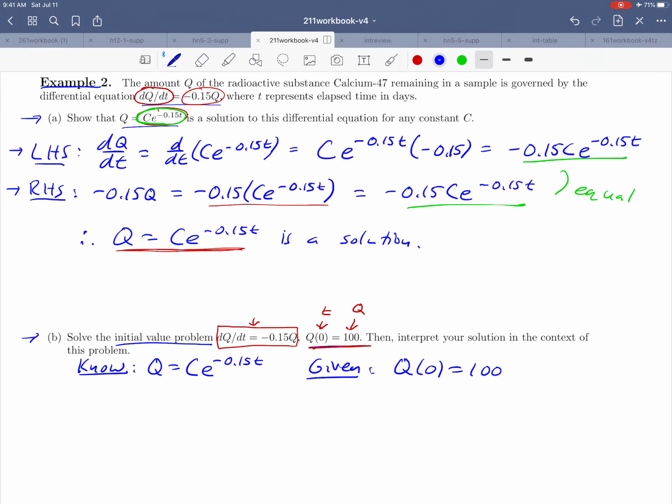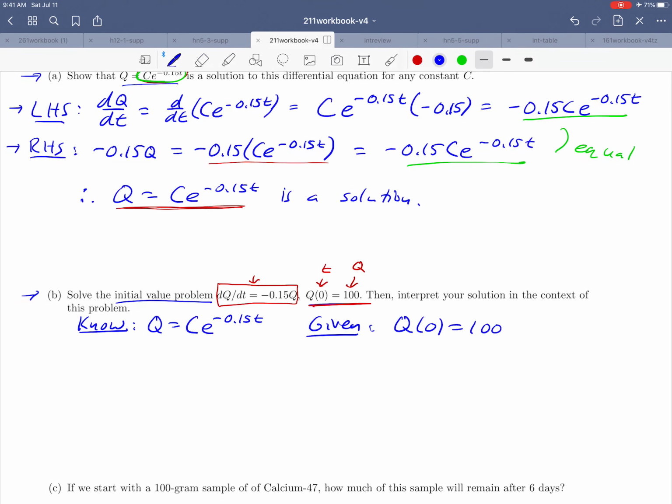Let's take a look here. If we start with the given piece of information and think about algebraically what that's telling us, that's just saying if we substitute in t equals 0, then q has to be 100. So what we can do is go to the part of the solution that we already know and substitute those two values in for q and t. So q is 100 and t is 0. We know that statement has to be true, and we do a little bit of algebra with that.